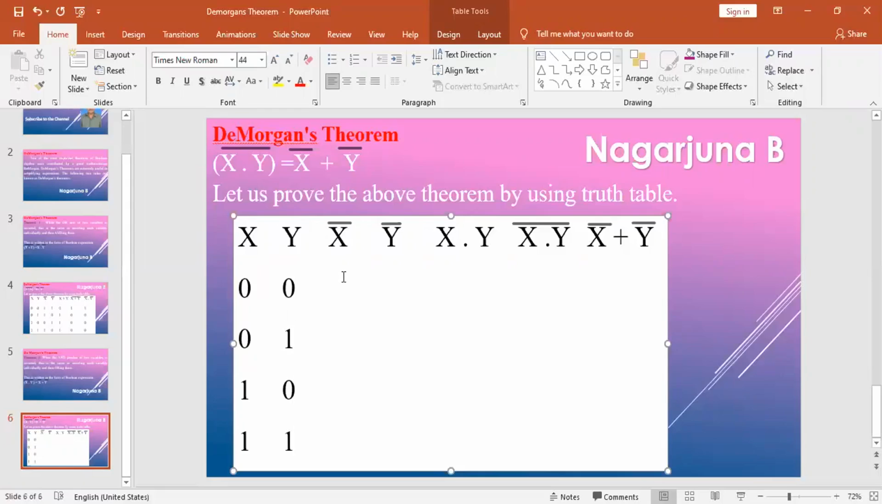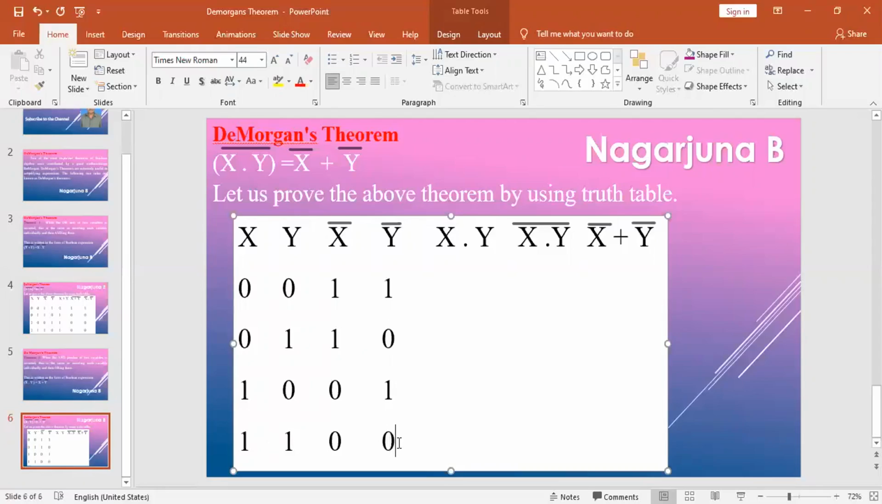Now x bar, that is the inversion of x. x value is 0, therefore x bar will be 1. Again x value is 0, x bar will be 1. x value is 1, x bar will be 0. x value is 1, therefore x bar will be 0. Then next, y bar, that is the inversion of the y variable. y value is 0, its inversion means 1. Next, y value is 1, so y bar will be 0. Next, y value is 0, so y bar will be 1. y value is 1, y bar will be 0.